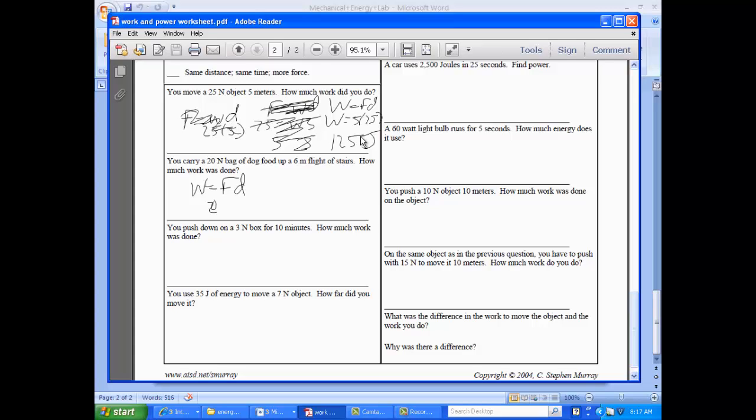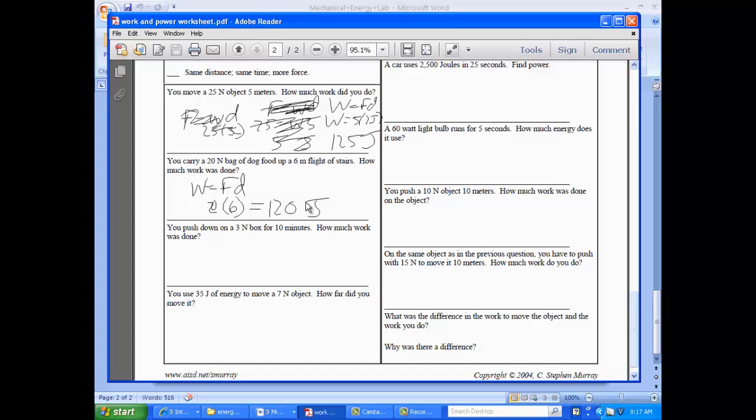So next one, you carry a 20 Newton bag of dog food up a 6-meter flight of stairs. How much work was done? We have a force of 20. We have a distance of 6. 20 times 6 is what? 120 joules. Okay? So again, super simple formula. There's 3 different variables. What's given to you, plug it in, and plug and chug. All right? But we're not dealing with any angles here. We're assuming for this one, when you push on the steps, your leg is pushing straight up.